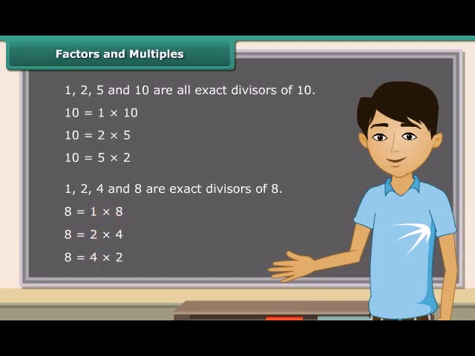Thus, we can say that a number is a multiple of each of its factors. Multiples are always greater than or at least equal to the number itself.